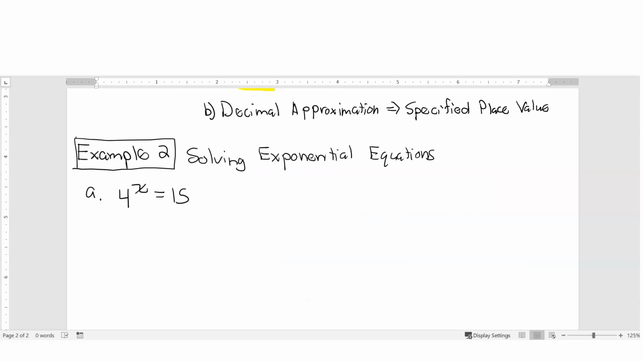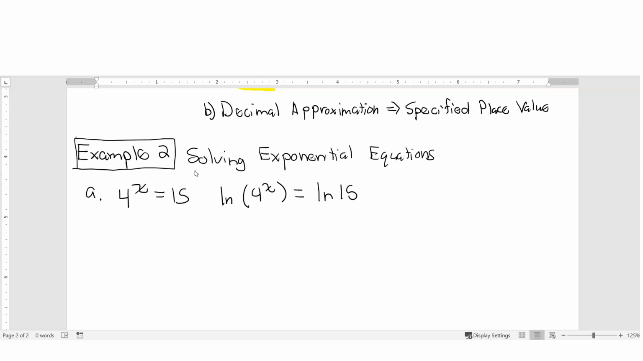Example 2 on page 505 of your textbook will have us solve two exponential equations. In part A, we're given this equation, 4^x = 15. Now, if this value had been 16, we could have rewritten it as 4 squared and set x equal to 2 and solved it very quickly. But we can't use that technique. So now what we need to do is take the natural logarithm of each side, because the base is 4, not base 10. So I'll take the natural log of the left-hand side for the x, and then the natural log of the right-hand side will be ln 15.